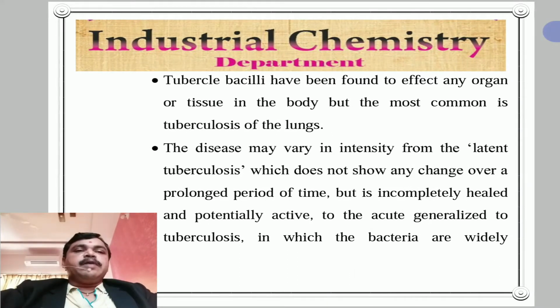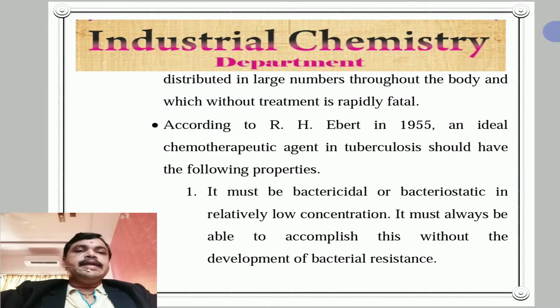Tubercle bacilli have been found to affect any organ or tissue in the body, but the most common is tuberculosis of the lungs, which we also hear about in our society. The disease may vary in intensity from latent tuberculosis, which does not show any change over a prolonged period of time but is incompletely healed and potentially active, to acute generalized tuberculosis, in which the bacteria are widely distributed in large numbers throughout the body, and which without treatment is rapidly fatal.